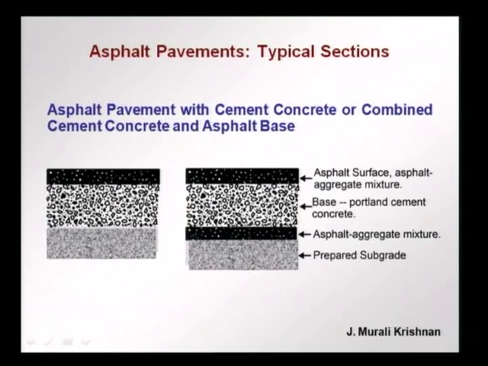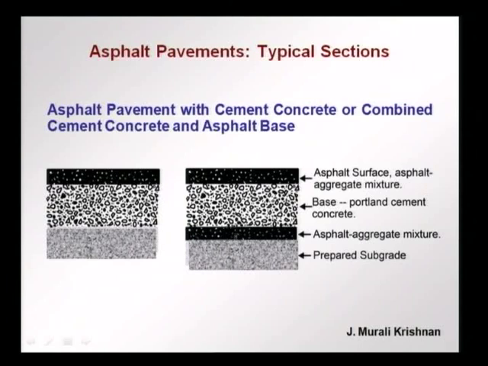We can also have sections of asphalt pavements with cement concrete or combined cement concrete and asphalt bases. So, here you would have subgrade, on top of it there is an asphalt concrete layer, above that there is a Portland cement concrete layer which forms the base, and on top of it all we have the asphalt concrete surface.